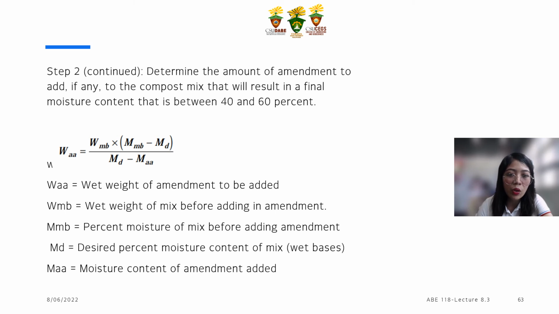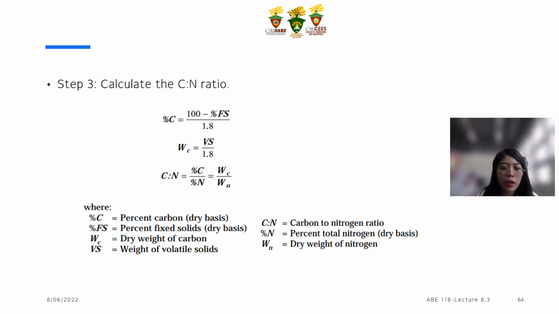So if the moisture content of the compost is above 60%, the addition of an amendment is necessary to lower the moisture content to below 60%. So sometimes straw, sawdust, wood chips, and leaves are used to lower the moisture content. So the CN ratio of the compost mix is calculated from the CN ratios of the waste, the bulking agents, and the amendments.